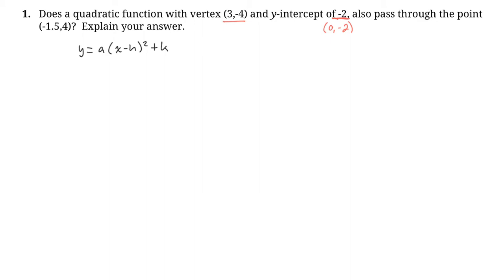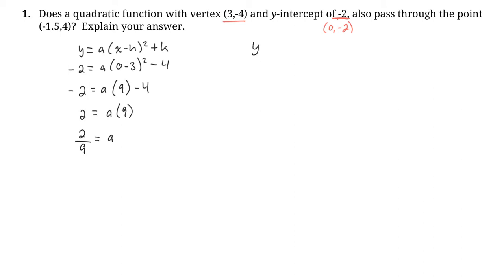When you put everything into our equation, it's just going to be 2 equals a times (0 minus 3) squared minus 4. Here we're just going to solve this equation for a, so go ahead and do that on your own. Once you've done that, you should get that a is equal to 2 over 9. And I hope you caught my mistake earlier because the y-intercept is -2, so this y should be -2, not a +2.